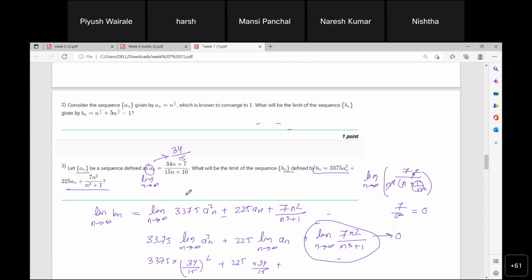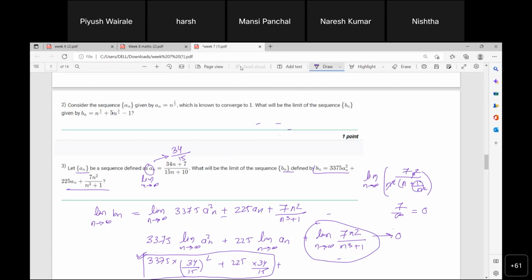So what I am remaining with is 3375 to 34 upon 15 ka square plus 2 to find 34 into 15 ka square. Okay. So you can calculate that. Whatever the answer comes, you can mention. Okay. So any doubt in this part? Anyone?